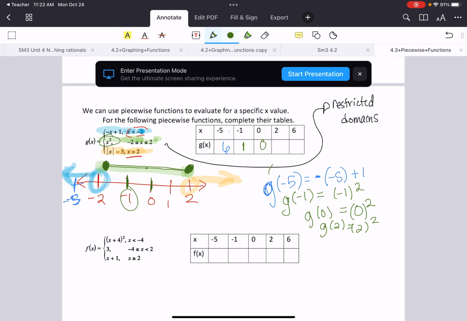Okay, back up here. Actually, I have another one. So the 2 can't go in both of these, like she said, so it needs to go with the one that has the equal to. So 2 squared equals 4.